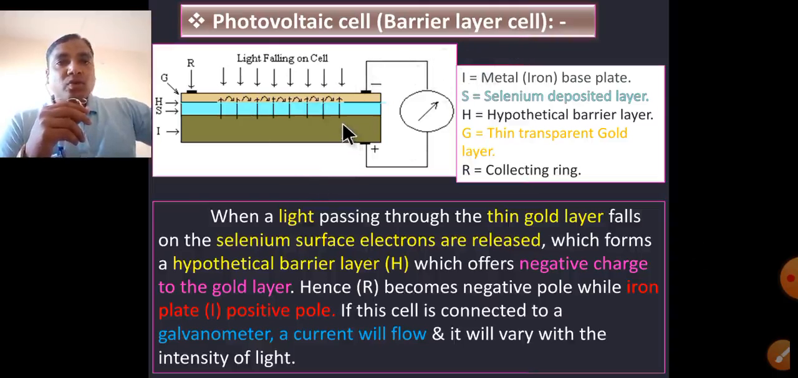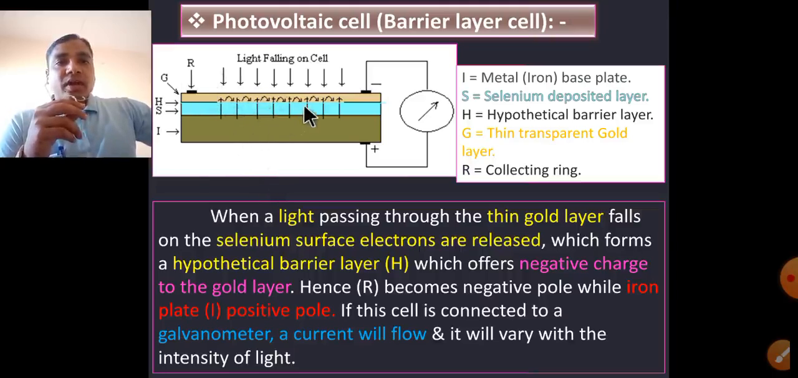Construction of the photovoltaic cell: these are the galvanometer side, the charge. R means collecting ring. I means metal iron base plate. S means selenium deposit layer. H means the hypothetical barrier layer, and G is the thin transparent gold layer, and the ring is the collecting ring.